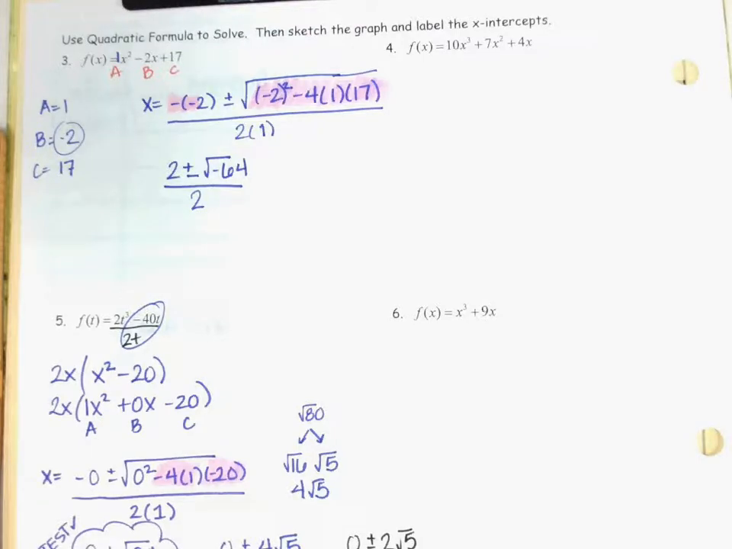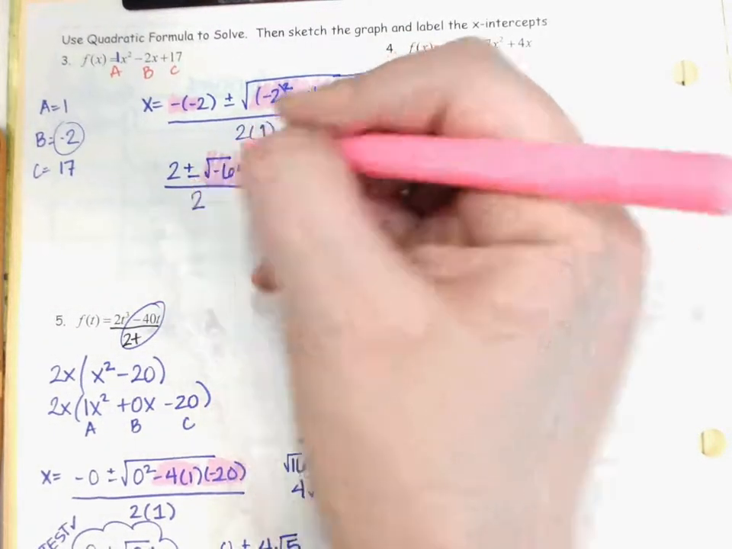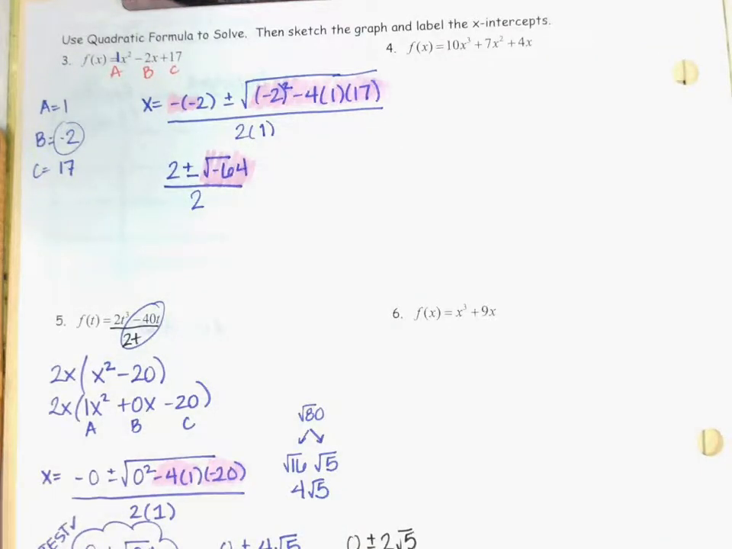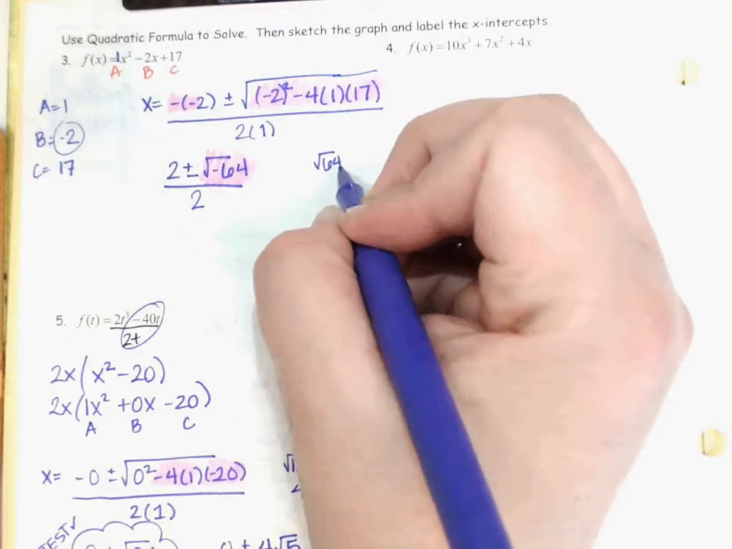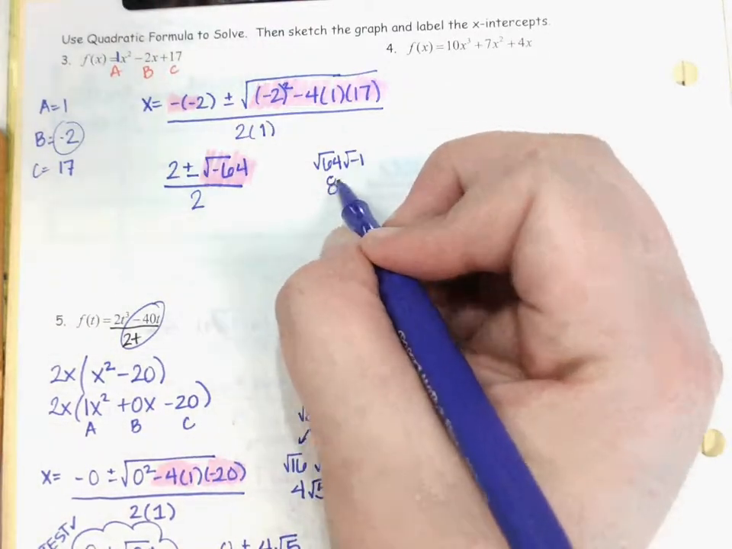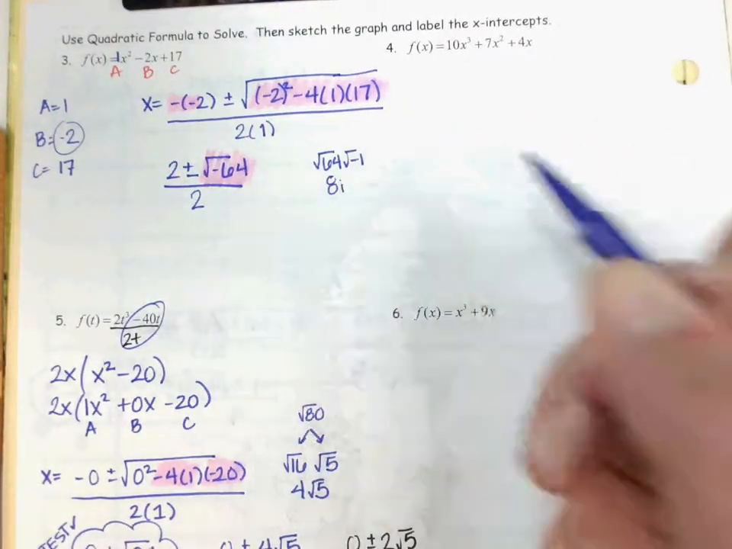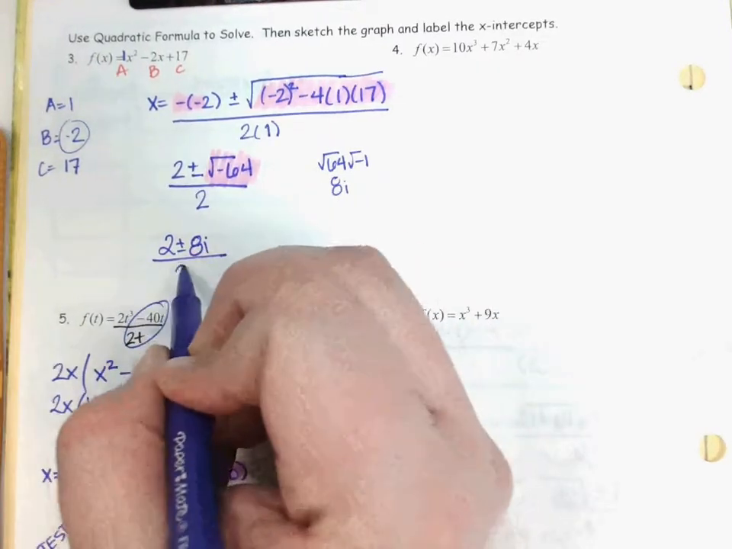Okay, but this is where the calculator, once there's a negative under that square root, is going to tell you error. So you just have to reduce this part using your eyes. What's the square root of regular 64? 8. What's the square root of negative 64? 8i. So you would make it 64 times negative 1. Square root of 64 is 8, square root of negative 1 is i. So it'll be 2 plus or minus 8i over 2.